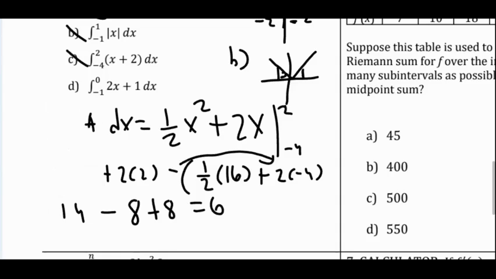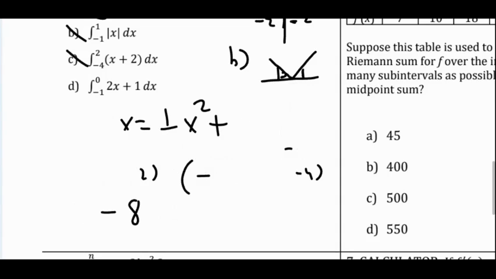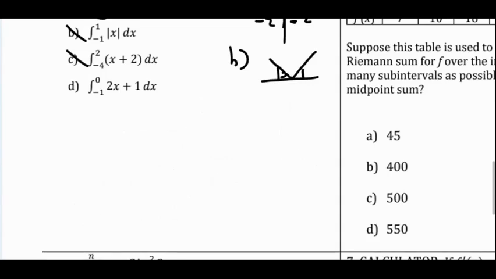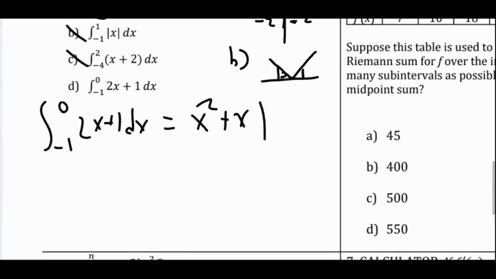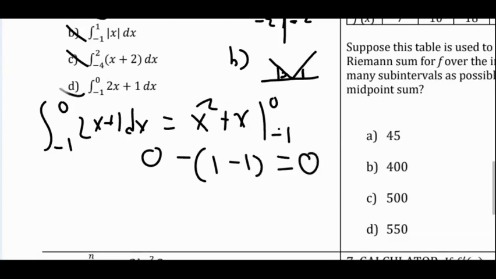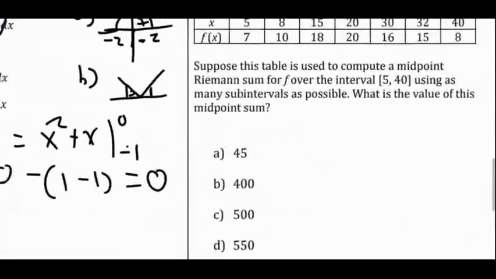And then we can double check for part D by evaluating 0 to negative 1 of 2x plus 1 dx, which gets us x squared plus x from 0 to negative 1. If I plug in a 0, I literally just get 0 minus a negative 1 squared, which is 1, plus negative 1, which is negative 1, which is in fact 0. So 4 is D. Okay, question number 5.